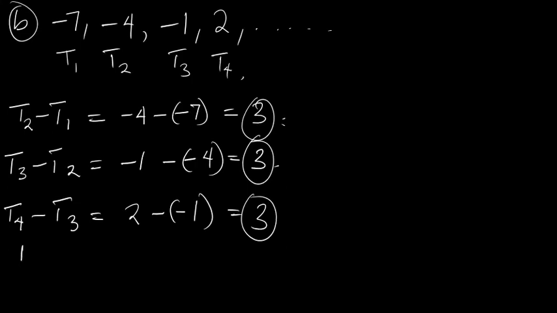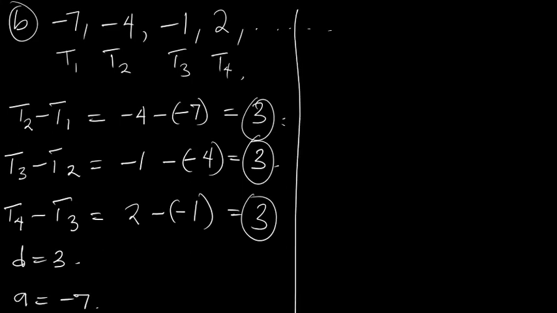So the common difference is what? 3. And the first term A is what? Minus what? 7. Now, since we have gotten this, we can say this shows that this is an arithmetic progression.